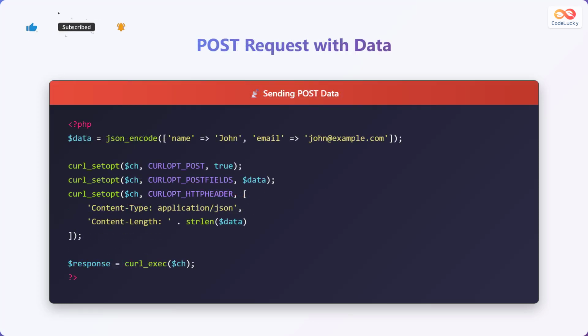Now let's explore how to send data using a POST request. Start by encoding your data, typically as a JSON string, using the json_encode function. Set the CURLOPT_POST option to true to specify that it is a POST request. Then, attach the encoded data to the request using CURLOPT_POSTFIELDS. Set the content type header to application/json and content length header to the length of data. The content type informs the server that the request body contains JSON data. Finally, execute the cURL request. With this, your data is sent as part of the POST request.